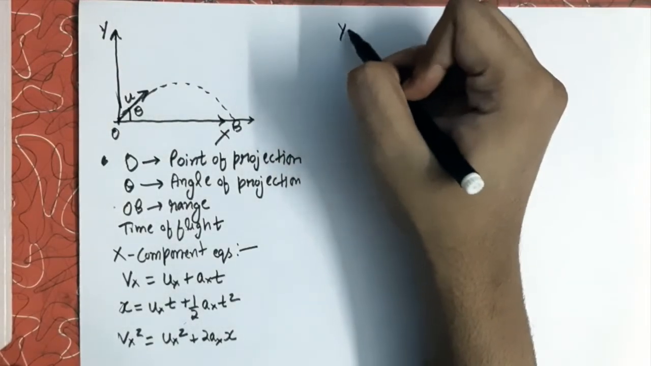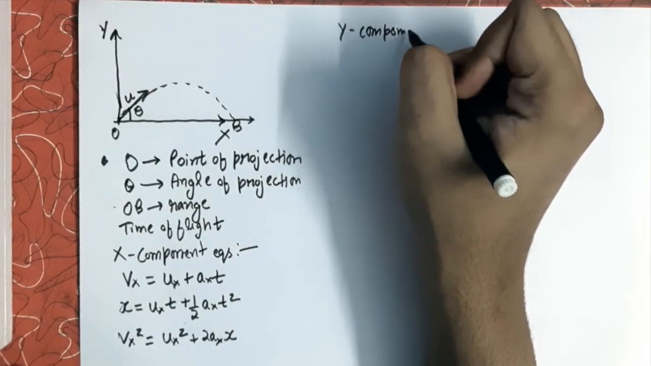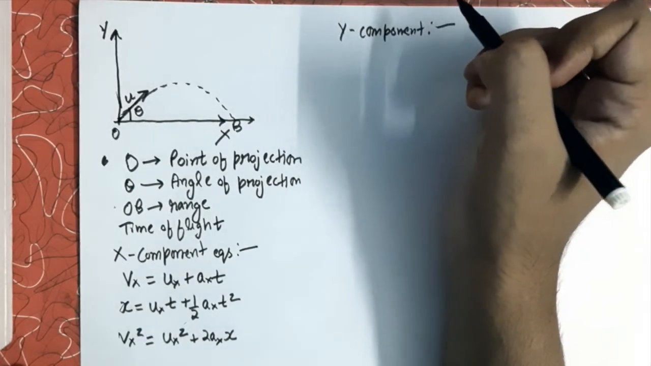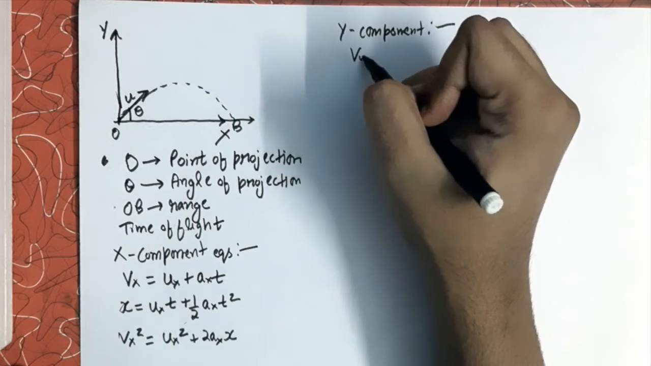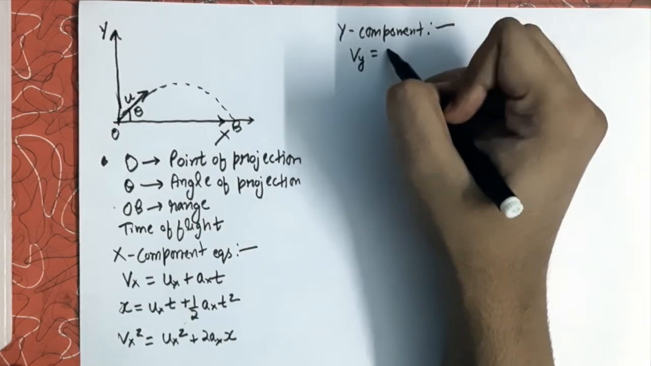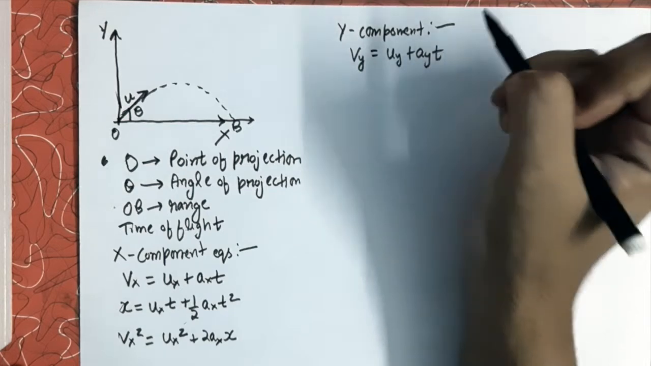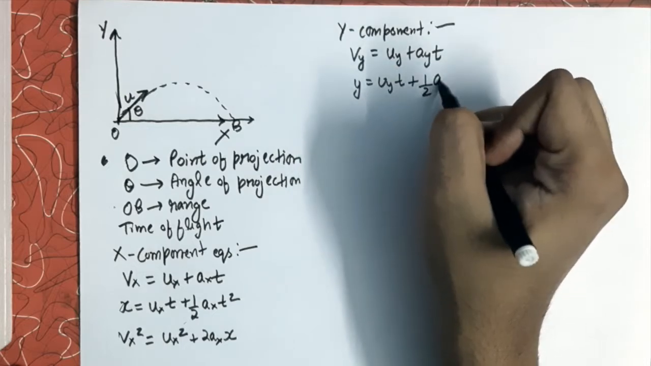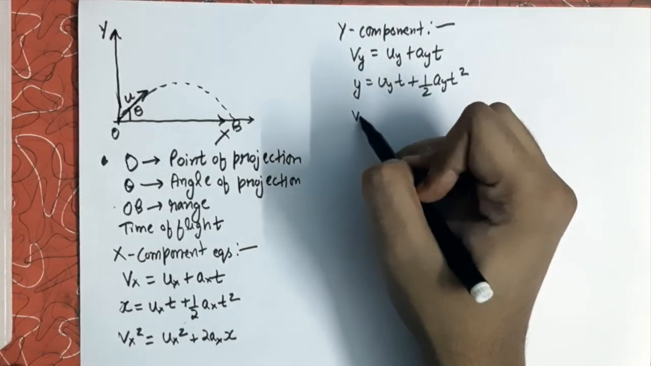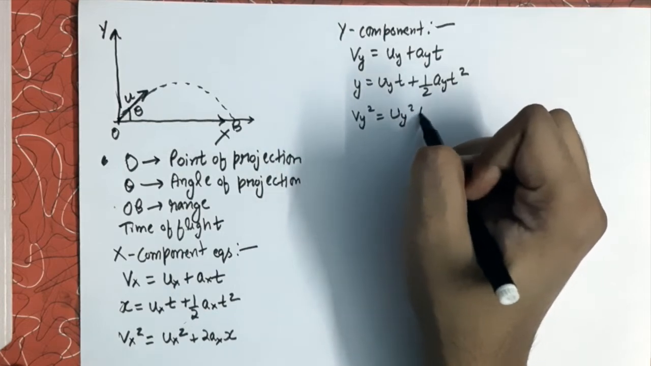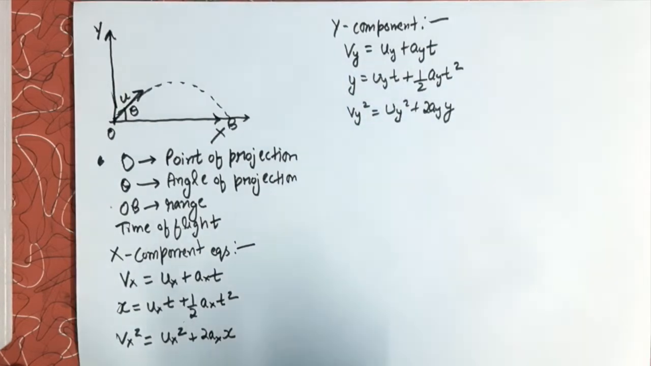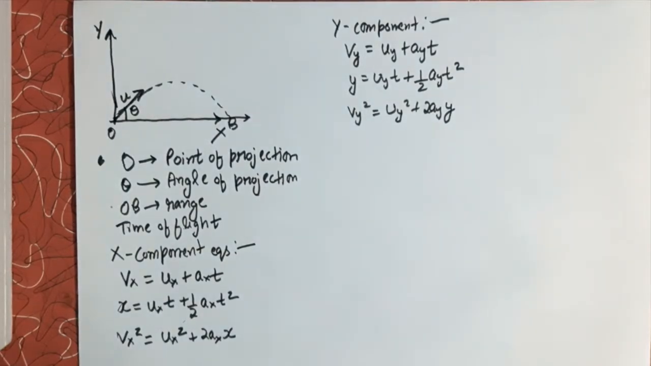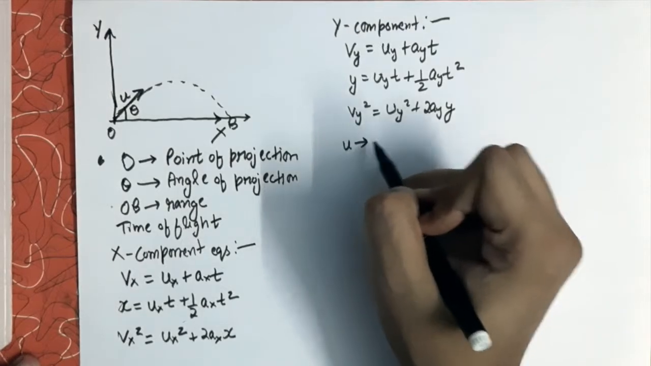What will be the y component equations? The equations will take a similar form, but with subscript y. Vy is equal to uy plus ay into t. Y is equal to uy into t plus half of ay into t square. Vy square is equal to uy square plus 2 ay into y. If you don't know where these equations came from, please click the I button to go to the video where I have taught this.